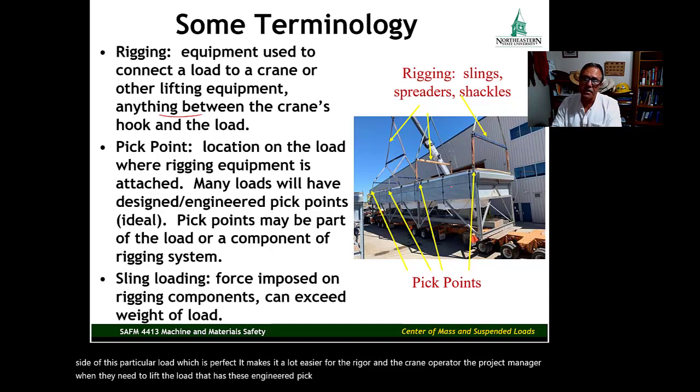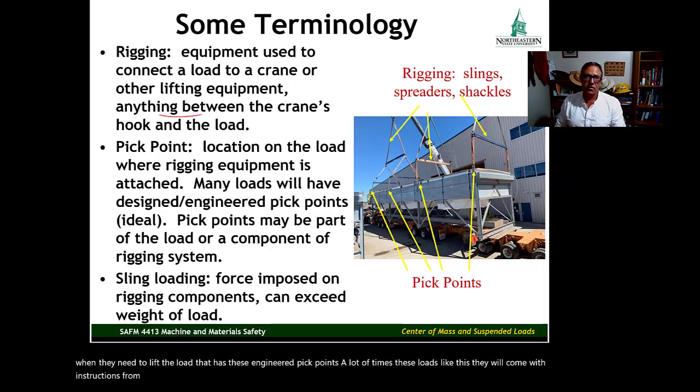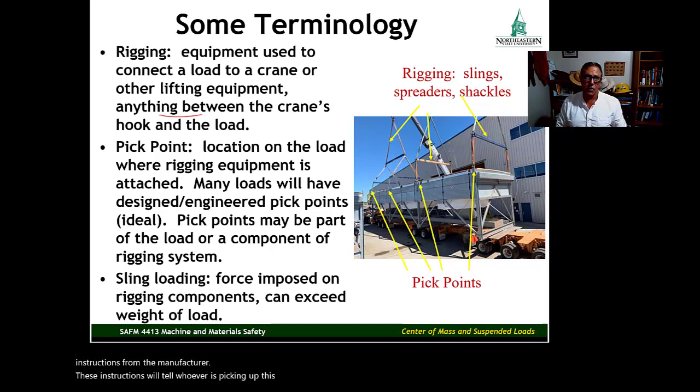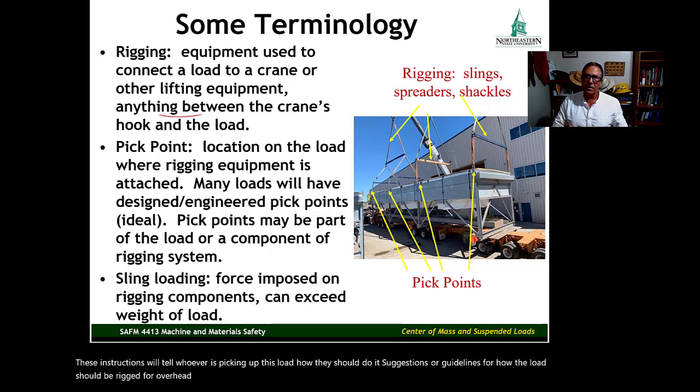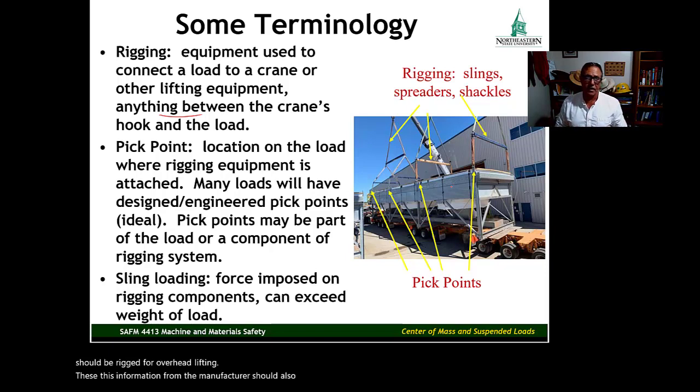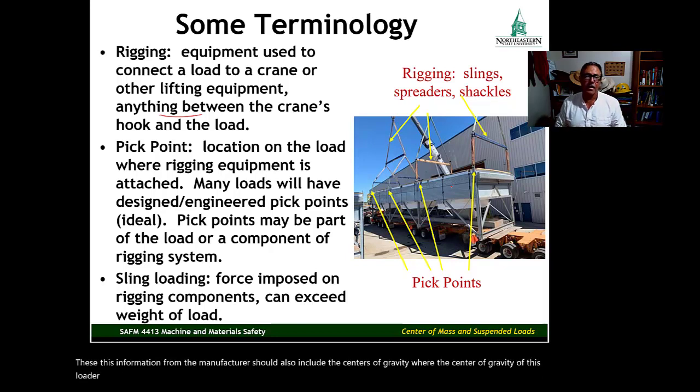A lot of times loads like this will come with instructions from the manufacturer. These instructions will tell whoever's picking up this load how they should do it. Suggestions or guidelines for how the load should be rigged for overhead lifting. This information from the manufacturer should also include the centers of gravity, where the center of gravity of this load is located, and how that relates to rigging.